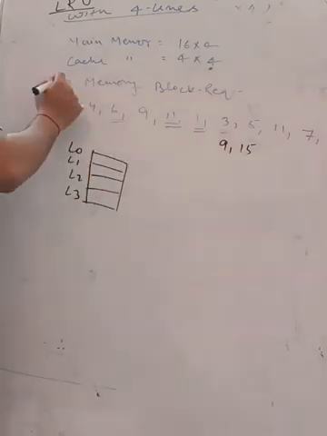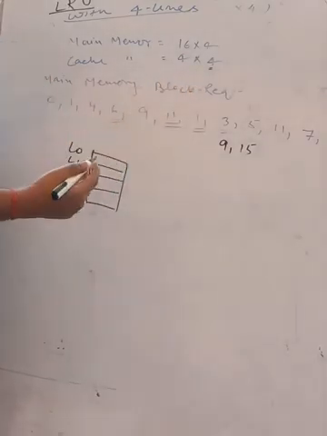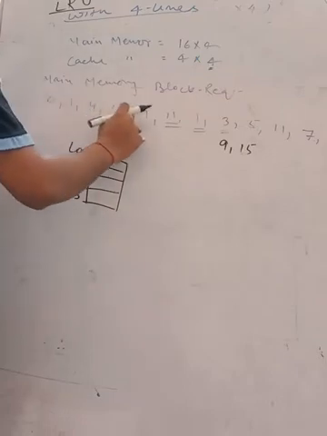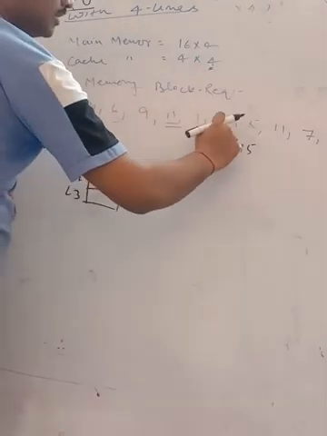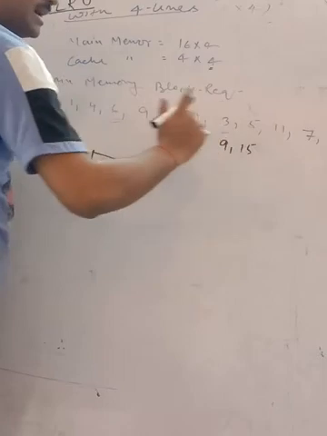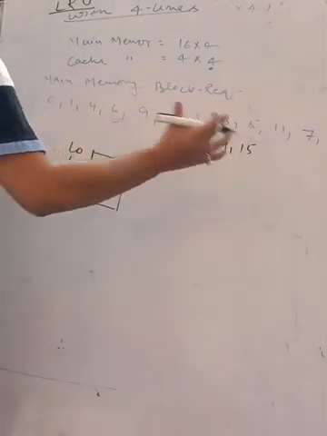The main memory block requests made by the processor are 0, 1, 4, 6, 9, 11, 1, 9, 1, 3, 5, 11, 7, 9 and 15. These are the requests made by the processor.